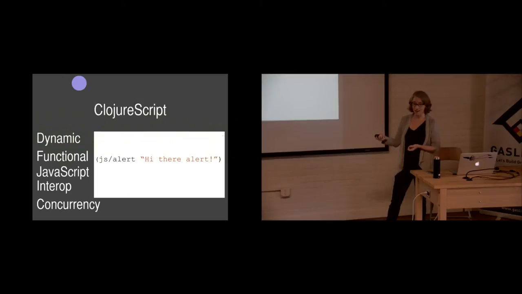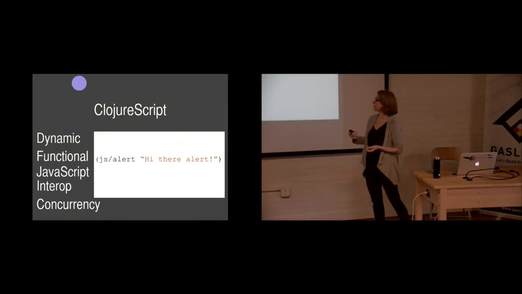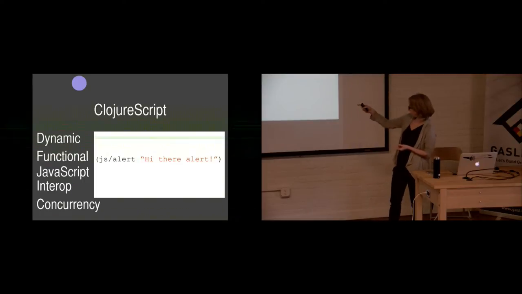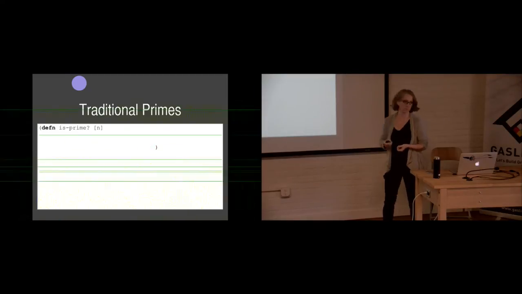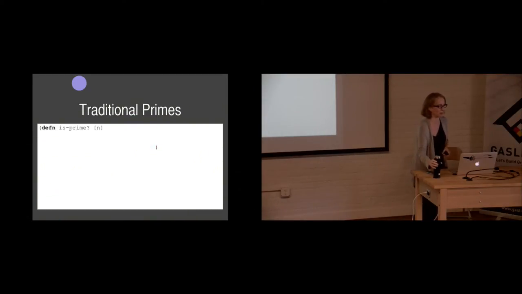The cool thing is now, as you saw, there's also not only Clojure for the JVM, but also for JavaScript. There is ClojureScript, and it has all the same beautiful features as Clojure, but it actually interops with JavaScript. So that's doing a JavaScript alert. So let's go back to this traditional primes.